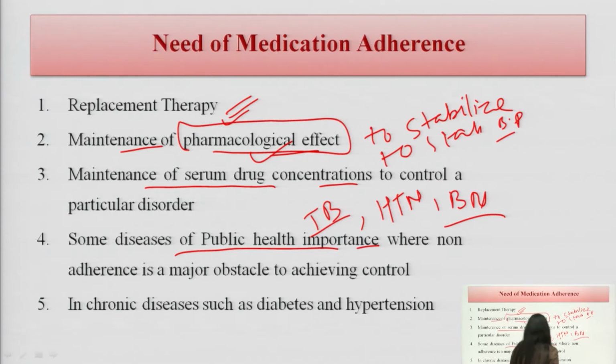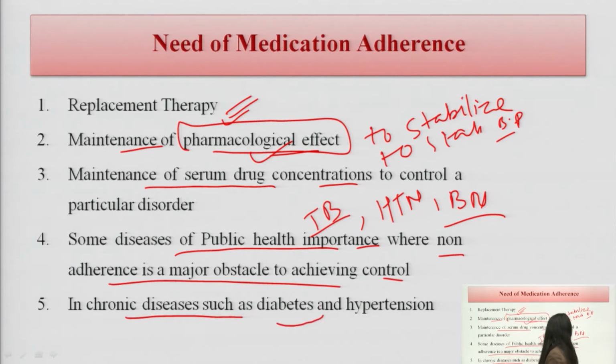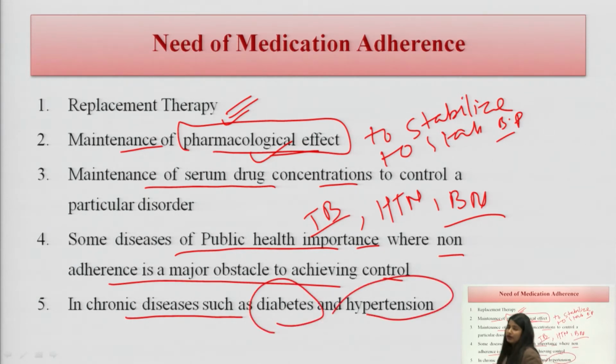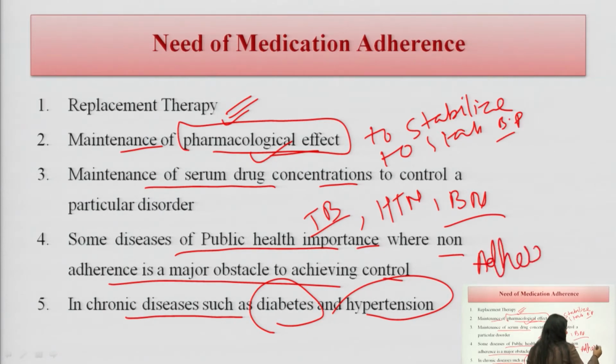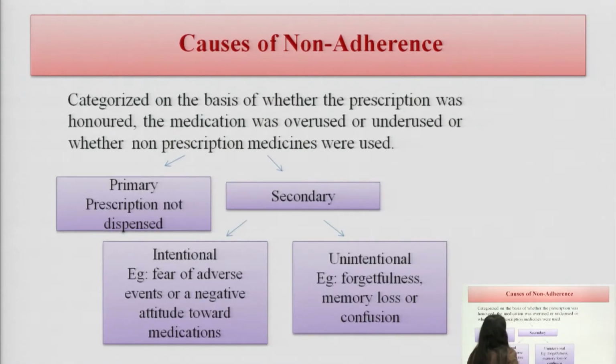So, some diseases of public health importance are those where non-adherence is a major obstacle, where the patients are not following the therapy as they should. In chronic diseases, I told you, such as diabetes and hypertension, and if the patient is suffering from any comorbid situation, such as diabetes with hypertension, diabetes with a neurological condition, with a gastroenterological condition. So, these are all the conditions we have to note. At that time, adherence becomes very, very important. Now, these are the needs for medication adherence.